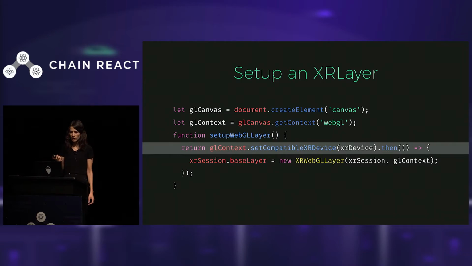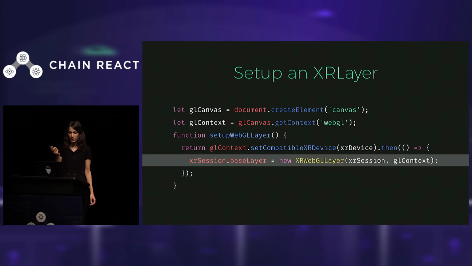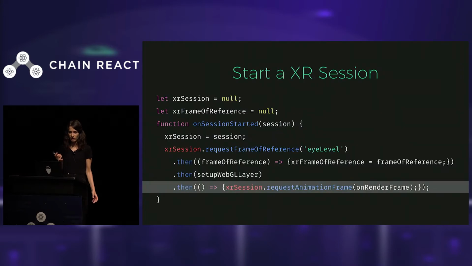To set a new WebGL layer, we use a method from the WebGL context of the canvas object, the setCompatibleDevice method. It also returns a promise, and when it gets resolved, we can create a new XR WebGL layer with the XR session's baseLayer property and the new XRWebGLLayer constructor, which expects an XR session and the WebGL context. And then finally, we can start the render loop by using the XR session's requestAnimationFrame method.